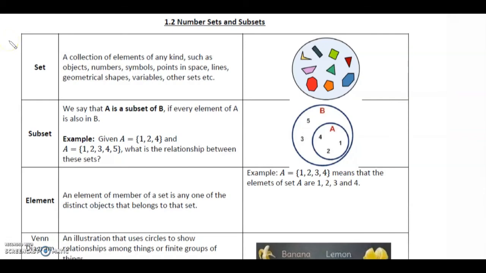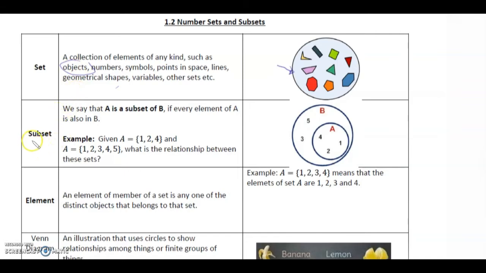1.2 Number sets and subsets. So a set is a collection of elements of any kind. It could be objects, symbols, numbers, points in space, lines, geometric shapes, variables, a set of anything. We usually draw a circle and put in a bunch of items. For example, this would be objects, and we just call this a set. It's just a group of items that all have the same theme.